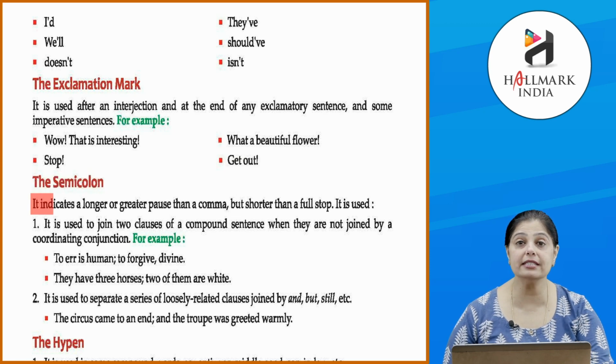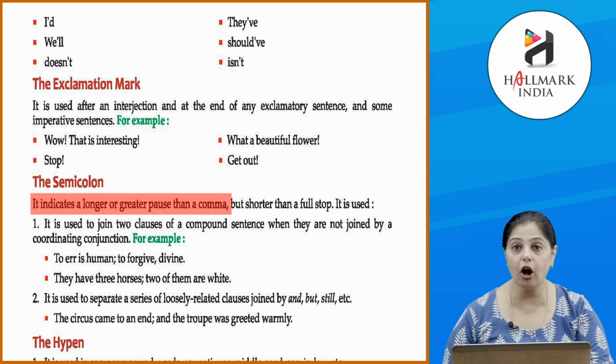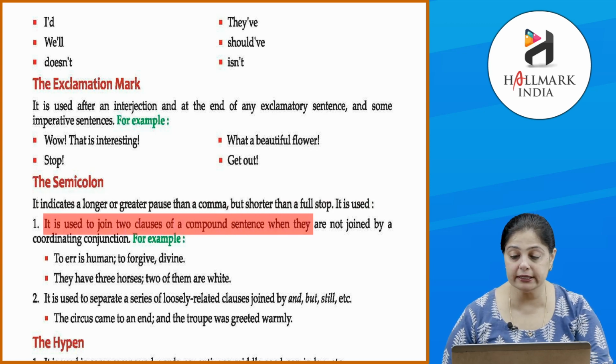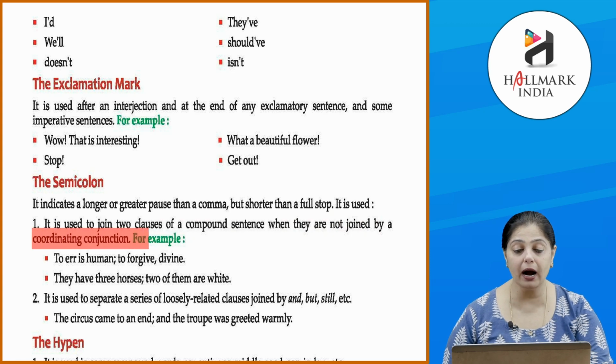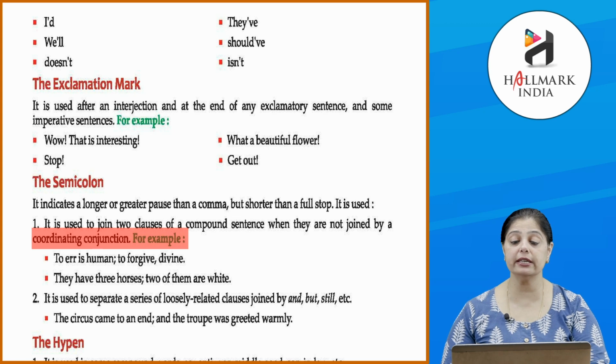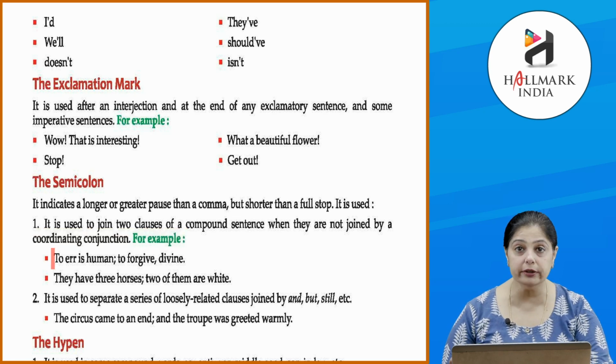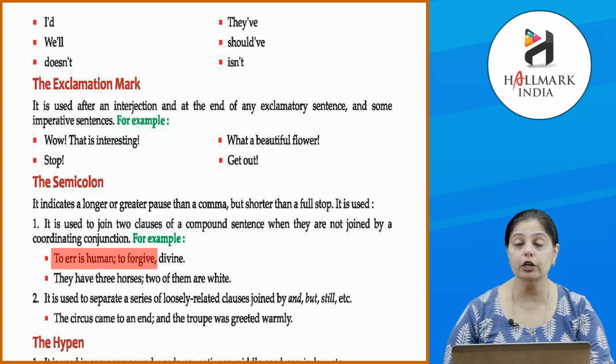Now, let's look at the semicolon. It indicates a longer or greater pause than a comma, but shorter than a full stop. It is used, okay, to join two clauses of a compound sentence when they are not joined by a coordinating conjunction. अगर coordinating conjunction के साथ वो join नहीं हो रहे तो हम use करते हैं semicolon. Okay, to err is human, semicolon, to forgive, comma, divine.